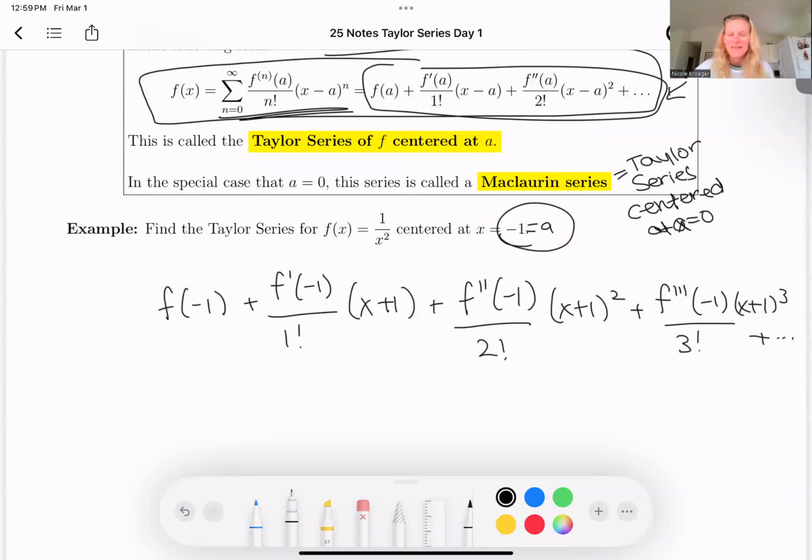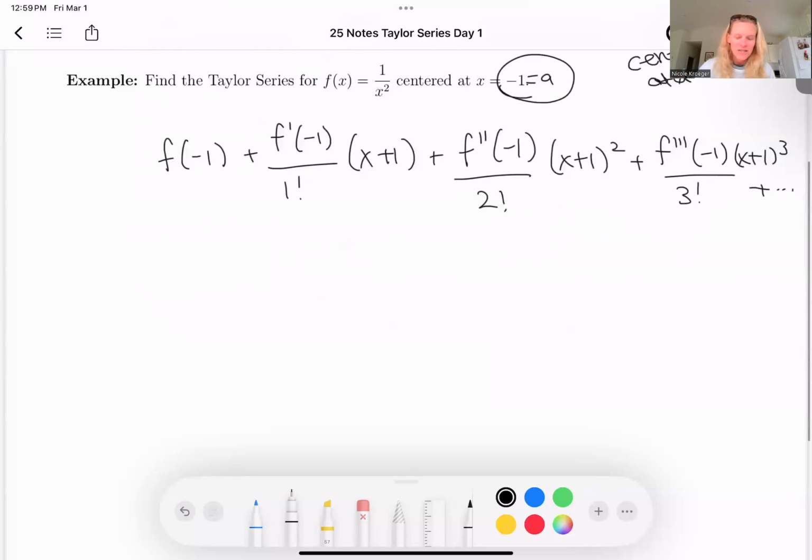Okay, we need to do some more work. So our function is 1 over x squared. So what we're going to do now in these problems is start finding derivatives. I've written up through the third derivative here. We might need to find more derivatives to start trying to find a pattern, but let's start with this.